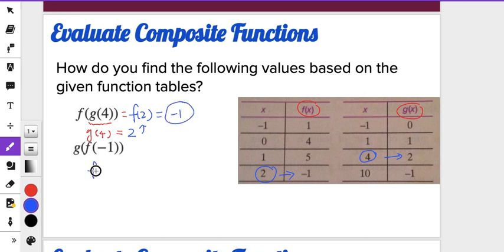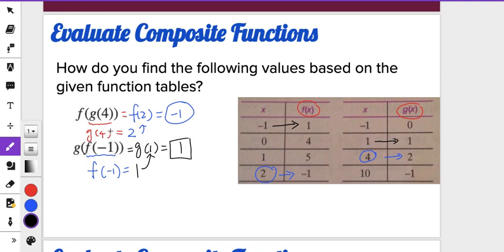For the second one, again, we always start from the inside part, which is f of -1. So x is -1, and we look at the first table. When x equals -1, the answer is 1. So the inside part is 1. Now the original question becomes g of 1. Since we're working on the function g of x, we're looking at the second table. When x equals 1, the answer is 1. So the final answer here is 1.